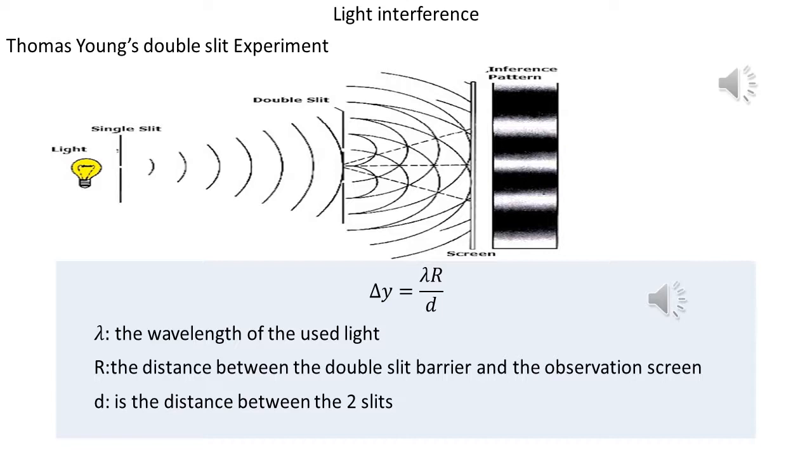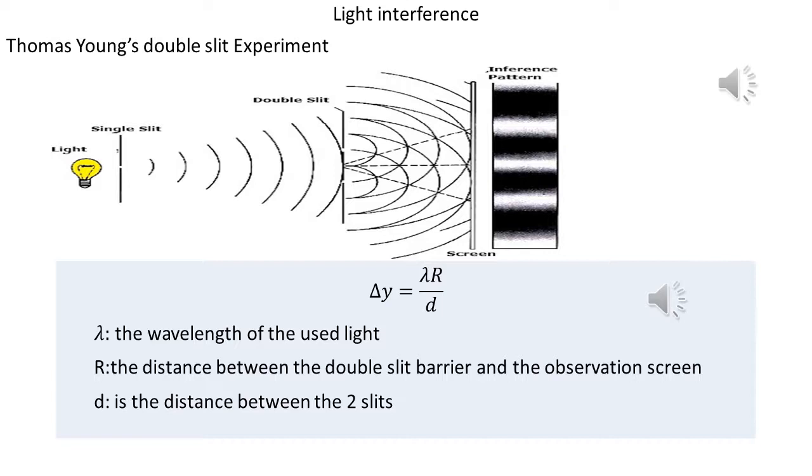Our experiment consists of a source of monochromatic light that has one constant wavelength value, barrier A and barrier B. Barrier A has only one slit. Barrier B has two slits, S1 and S2. Screen C receives the interference pattern.